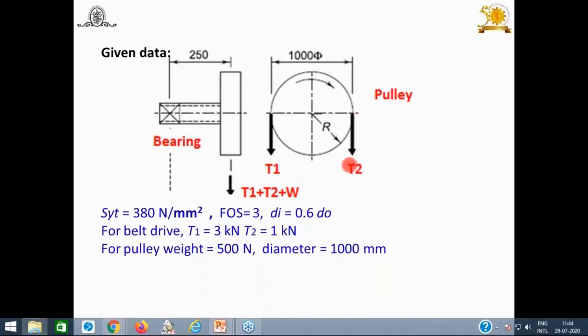Again, it transmits power vertically. T1 is the tight side tension, T2 is the slack side tension. T1 is given as 3 kilonewton. T2 is given as 1 kilonewton, meaning 1000 newton.